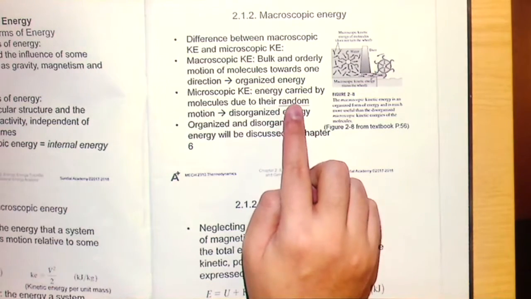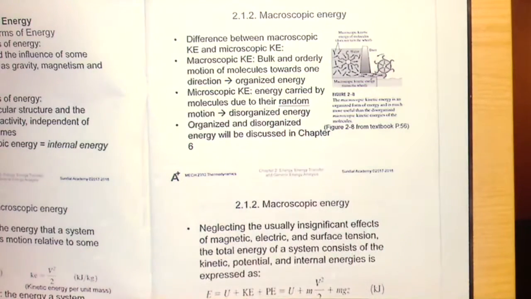I've highlighted this word here, random, okay? This kind of energy is disorganized, while the first type of energy will be an organized energy because all of the molecules move orderly, okay? If we only consider the quantity of energy, then they should have no difference. But they are different in terms of the quality. For quality, we will discuss in further detail in chapter 6, okay? But you need to bear in mind about that.